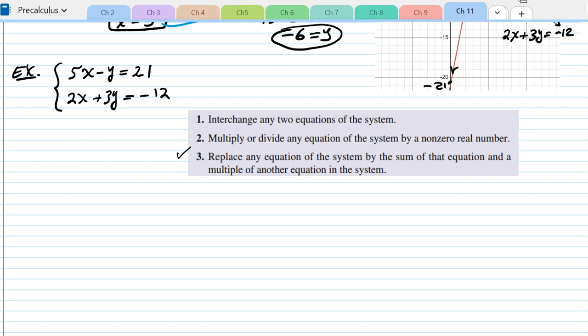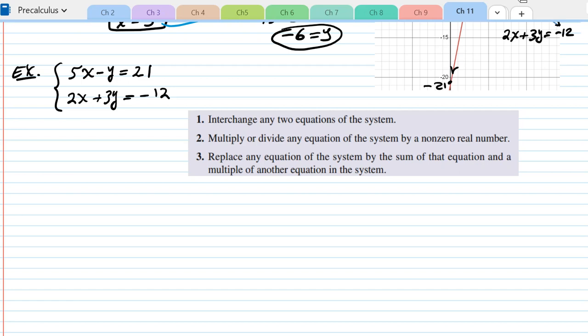Now number 3 is a little wordy. Sometimes we want to replace an equation with one that is easier to work with. So in this case, if you want to replace any equation in a system, you can do that by replacing it with the sum of that equation and a constant multiple of another equation. That will eliminate the equation and replace it. So remember, rule number 3 actually replaces it; it gives you a whole new equation.